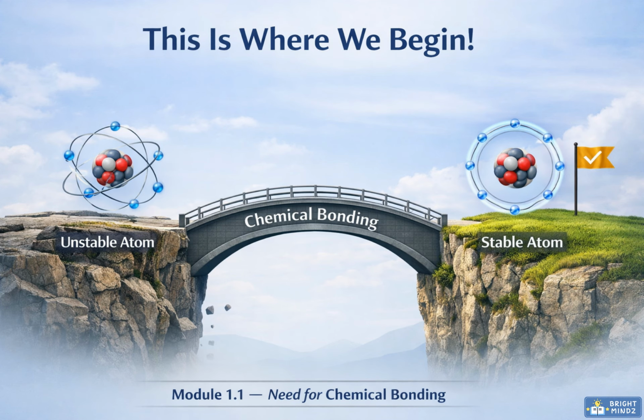Let's begin with the big question: why don't most atoms stay alone? In this topic, we'll see bonding as a pathway towards stability. Atoms combine because their outer shells are often incomplete, while noble gases show us what stable, complete shells look like.